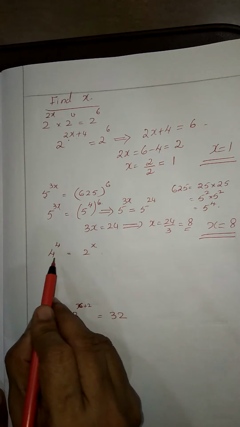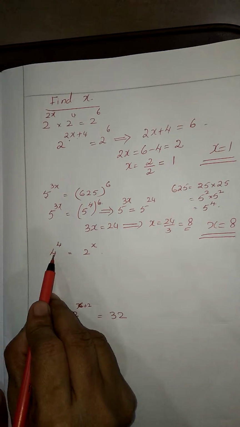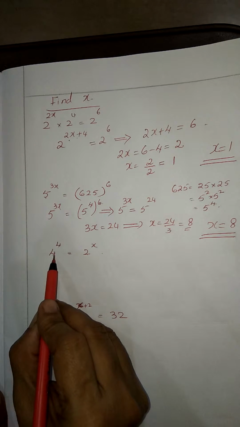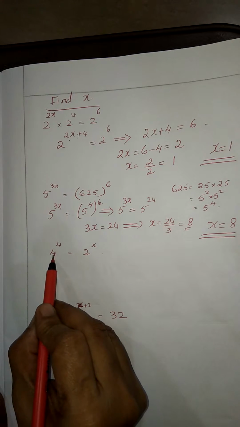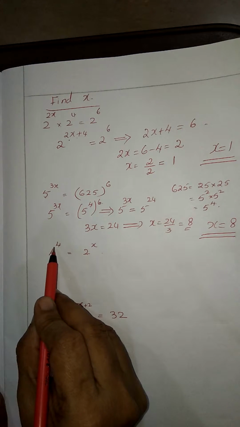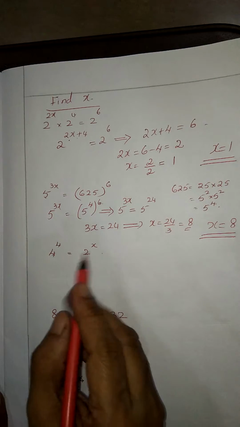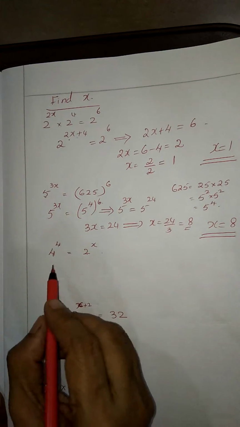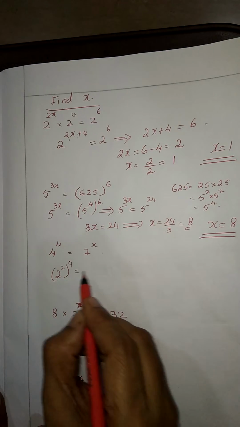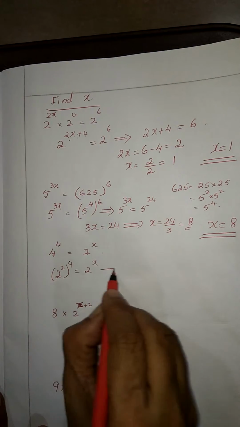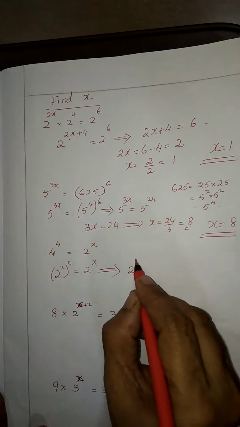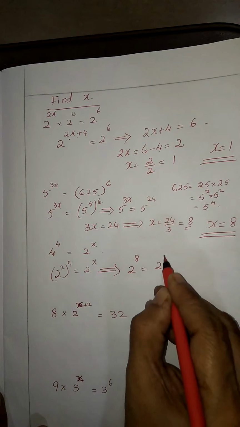Here if you see, this is 4 and the base is 2. So we have to convert this, 4 as 2 squared, 4 as 2 to the power of 2, so that your bases will become same. Then only you can equate. So 2 to the power of 2, the whole to the power of 4, is equal to 2 to the power of x, from which you will get 2 to the power of 2 into 4, 8, is equal to 2 to the power of x.